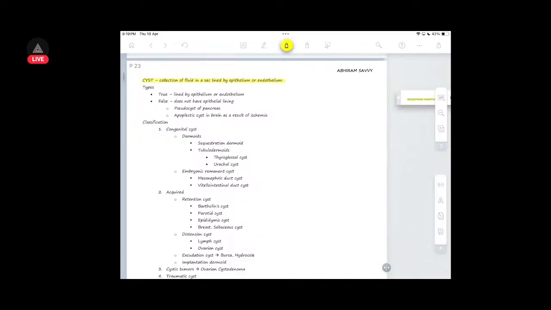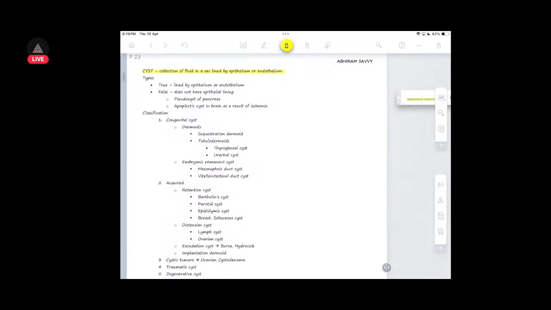A cyst is a collection of fluid in a sac lined by epithelium or endothelium.